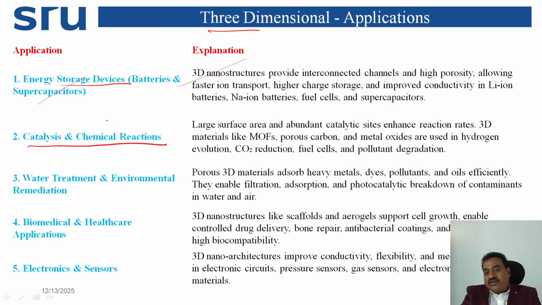Coming to the second one, catalysis and chemical reactions. Three-dimensional nanomaterials are used in catalysis and chemical reactions. Large surface area and abundant catalytic sites enhance reaction rates. Three-dimensional materials like MOFs, porous carbon, and metal oxides are used in hydrogen evolution, carbon dioxide reduction, fuel cells, and pollutant degradation.